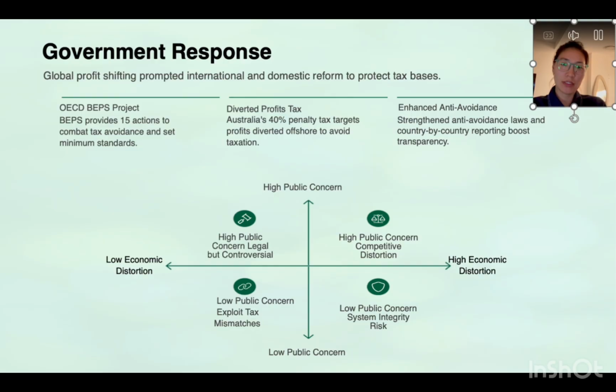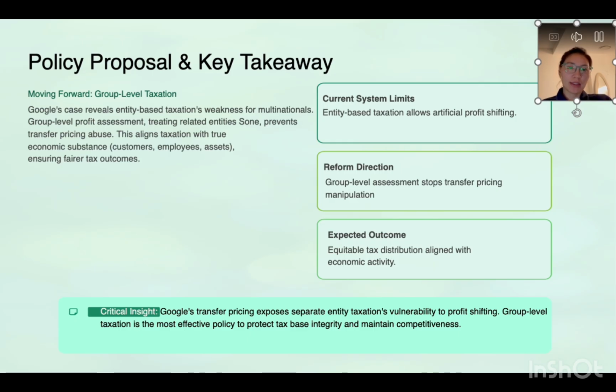The government responded through OECD and BEPS actions that Australia's divided profit tax and strengthened anti-avoidance rules to improve transparency. Key takeaway: this case supports moving towards group-level taxation. Instead of taxing each entity separately, the profits are assessed at group level to prevent artificial profit shifting and ensure fair taxation. Now, my teammate will continue by discussing the rationale behind the consolidated group taxation proposal.